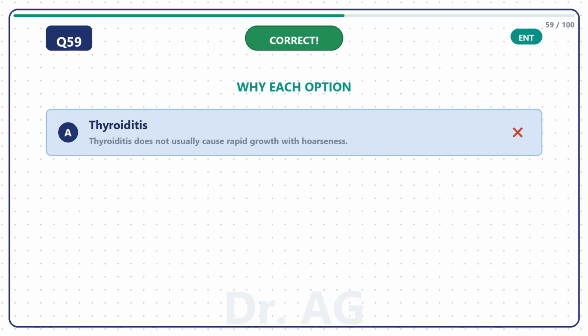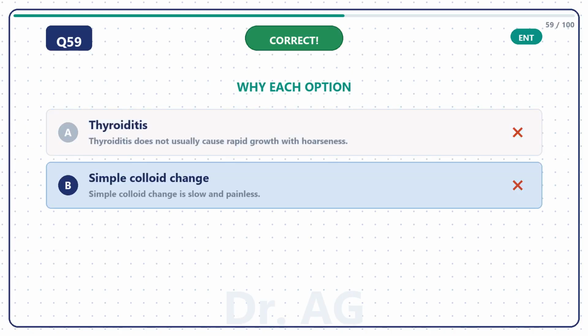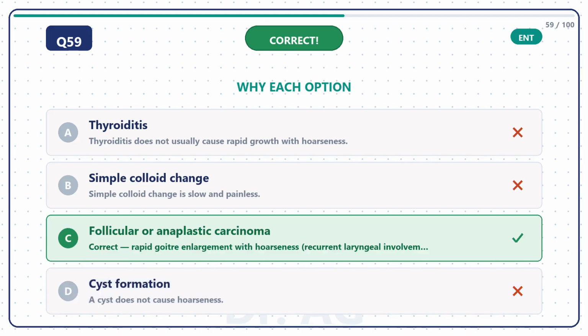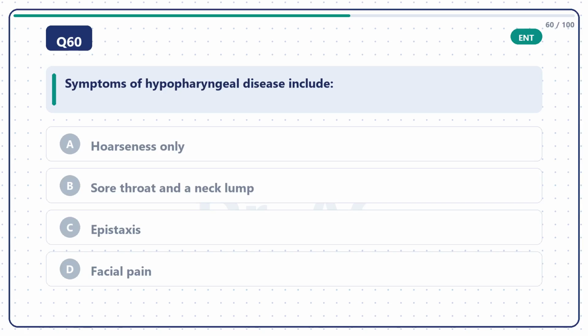Thyroiditis. Thyroiditis does not usually cause rapid growth with hoarseness. Simple colloid change. Simple colloid change is slow and painless. Cyst formation. A cyst does not cause hoarseness. And the correct answer is follicular or anaplastic carcinoma. Correct. Rapid goiter enlargement with hoarseness, recurrent laryngeal involvement, suggests follicular or anaplastic carcinoma. So, the right answer is option C. Follicular or anaplastic carcinoma. Question 60.